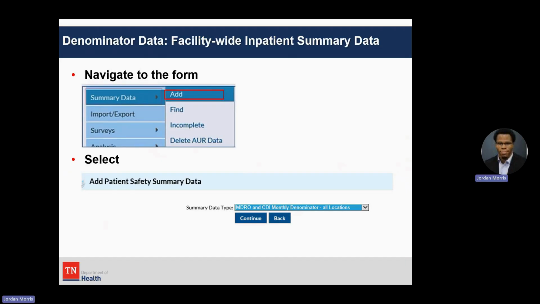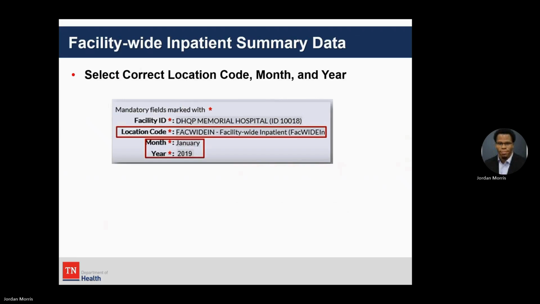To access the MDRO denominator form, log into the NHSN application. On the blue menu taskbar, select the Summary Data tab and then Add. On the next page, it will offer you options for the summary data type. Select MDRO and CDI Denominator form, all locations, and then select Continue. So then you would select location code, month, and then the year.